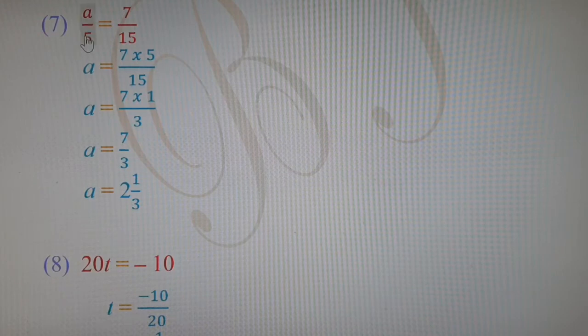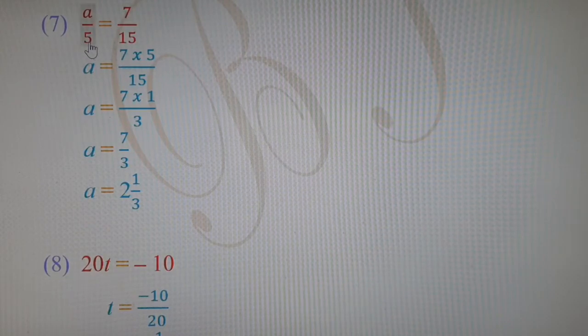A upon 5 is equal to 7 upon 15, where the alphabet A has to be kept alone and the denominator 5 has to be sent on the other side. In order to find the value of A, we have to send the denominator 5, or divide 5, from left hand side to right hand side.